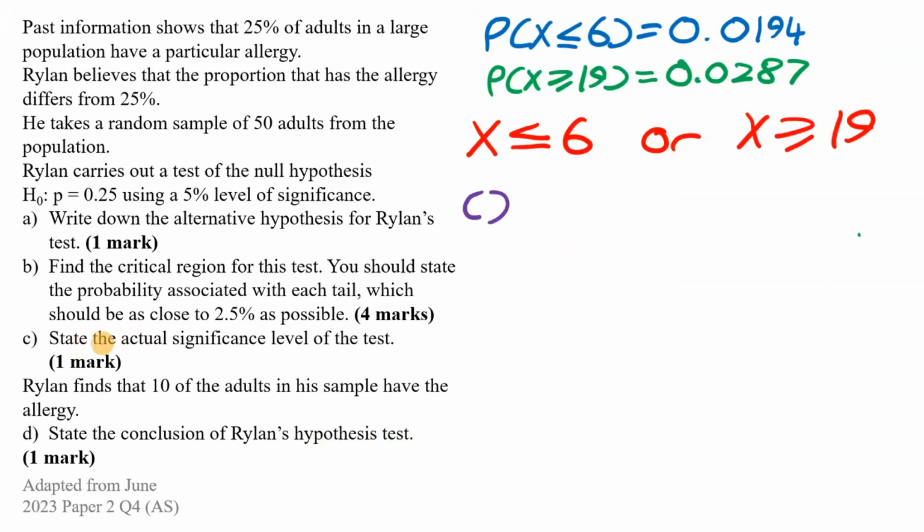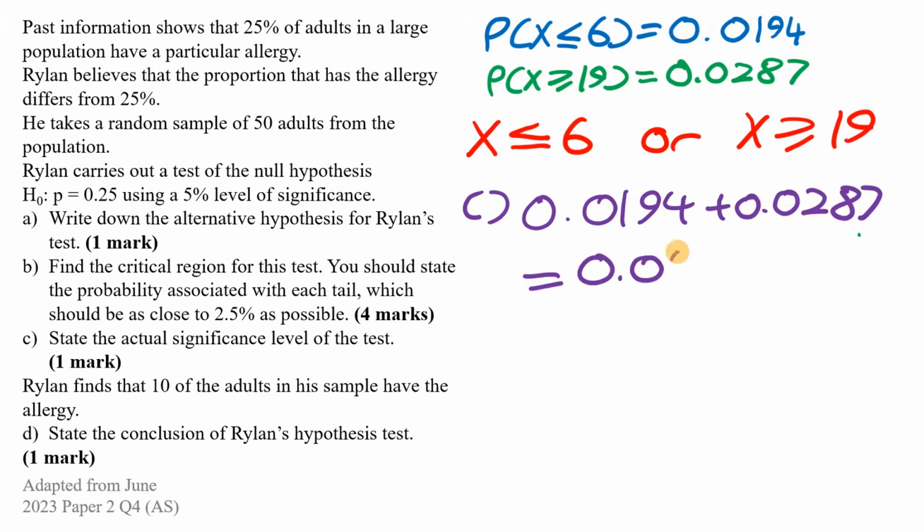Okay, and then for part C, we need to state the actual significance level of the test for 1 mark. The actual significance level is the probability that a value lies in the critical region, so either x is less than or equal to 6 or x is bigger than or equal to 19. We have the probabilities here. For a two-tailed test where we have two critical regions, we add these two values together. So it's going to be 0.0194 plus 0.0287. If you put this into your calculator, this is 0.0481. So this here is the actual significance level.